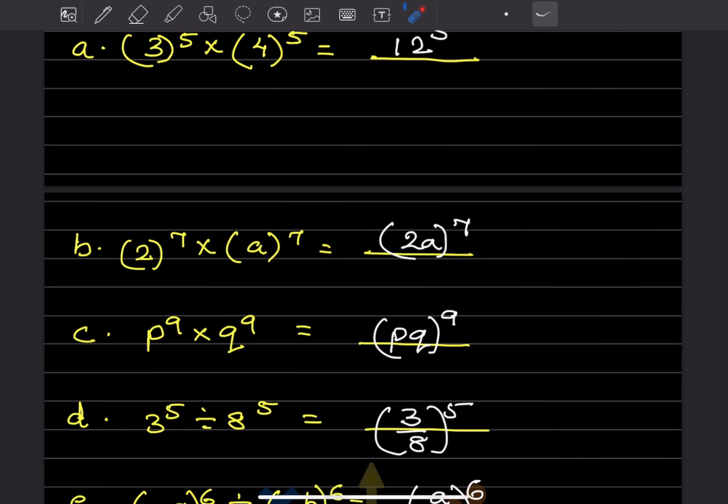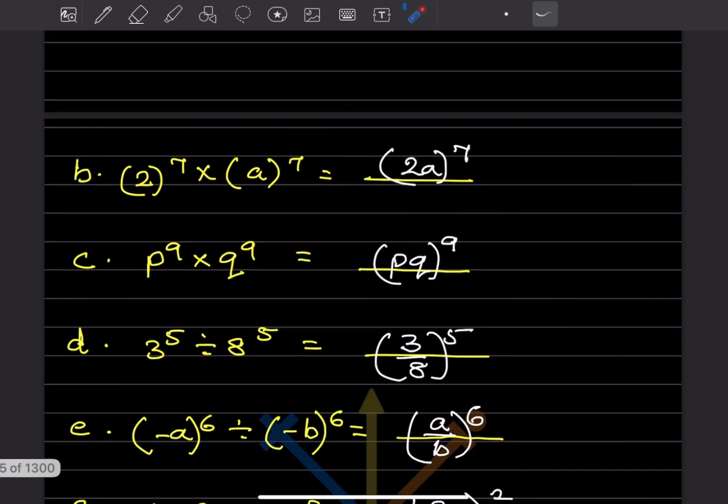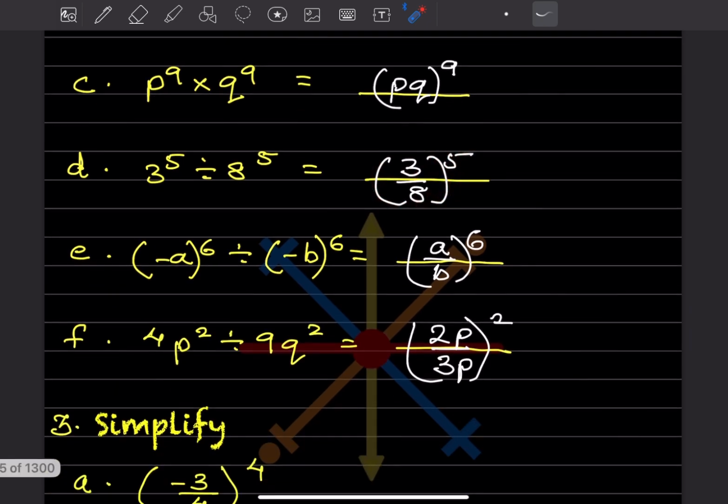So here when you are writing, you have to put a bracket that says that, here also the same, you have to put a bracket which shows that 7 is for this number as well as this number, same here. So the bracket is important. Now here we can see again the base is different and the exponents are same, but that is a division sign. So we can write this one as 3 by 8 raised to 5. So that shows that 5 is for this as well as this one.